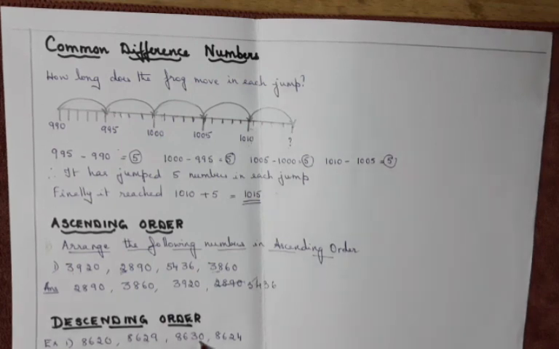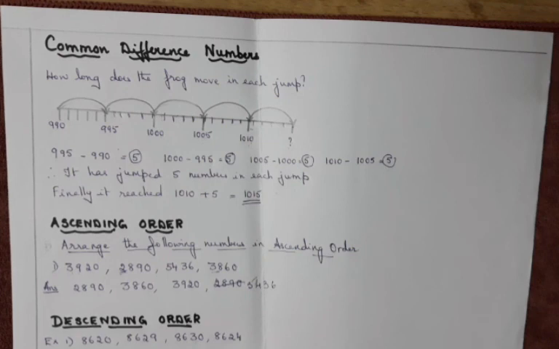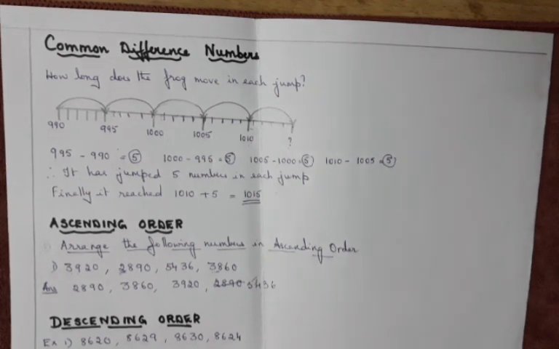8634 is bigger. Then 8630. Then 8629 and 8620. This is from big to small. I hope you understood, students.